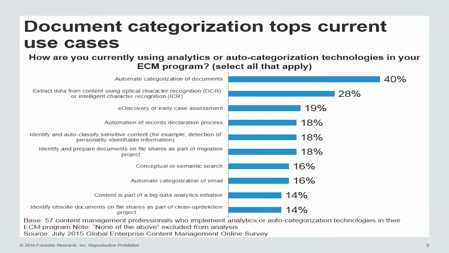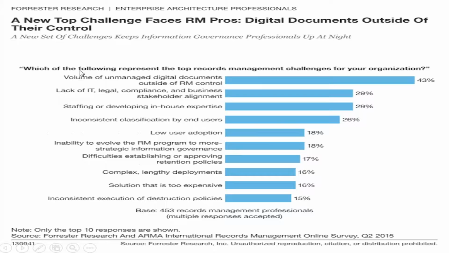Second response at 28% was to extract data from content using things like OCR or ICR. And then we get into organizations really focusing more on the compliance use cases. So third response here at 19%, e-discovery or early case assessments. And then we have things like automated declaration of business records and so on. So interesting to see kind of a mix of use cases there. Next slide.